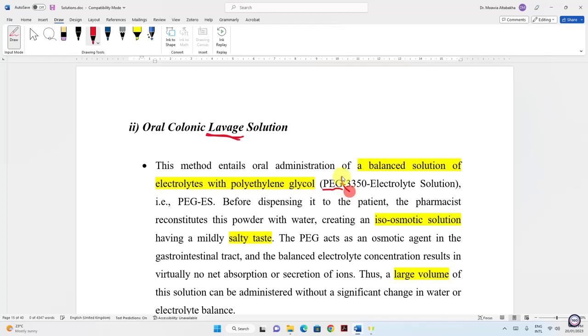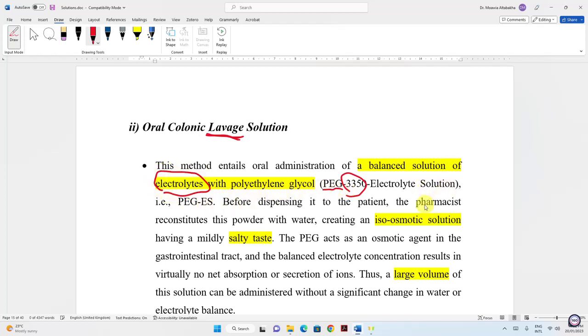It's given, of course, PEG, there are many different PEGs with different numbers. I mean there are 200, 400, 600, etc. And there is PEG 3350. Okay, usually the pharmacist will take this, it will be in the form of a powder, and the pharmacist will reconstitute this powder containing PEG and electrolytes.